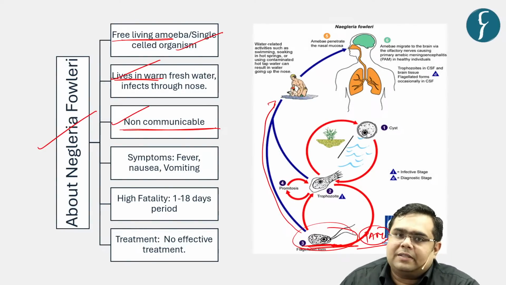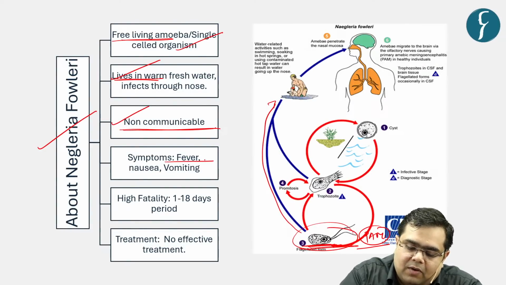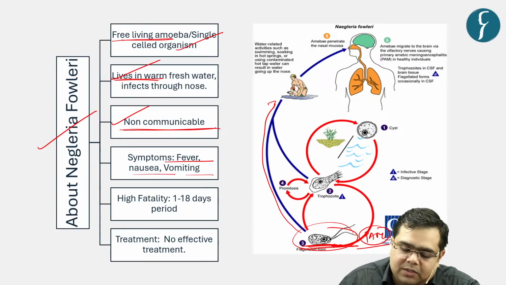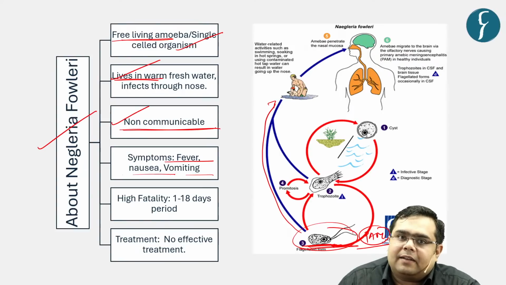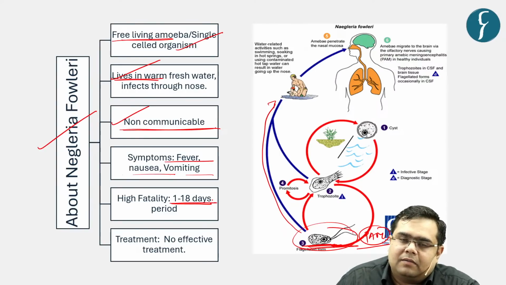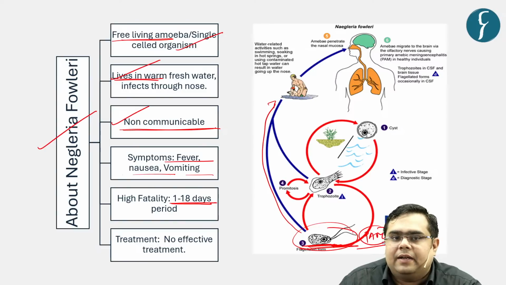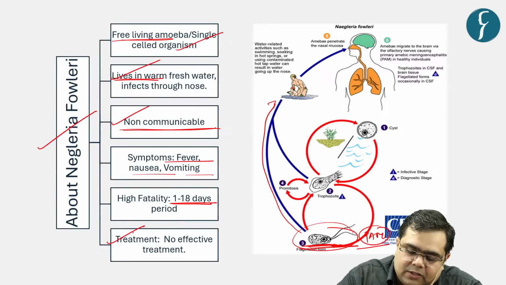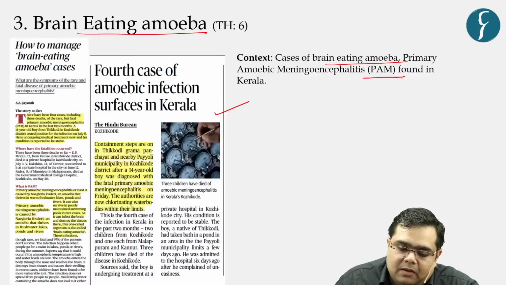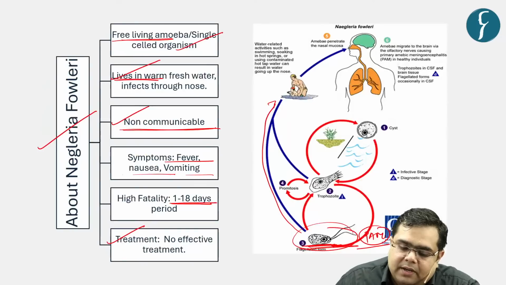Now, what are the basic symptoms? The basic symptoms involve fever, nausea, and vomiting by the person who is suffering. And there is a high fatality rate when it comes to this disease. This high fatality occurs between day 1 and day 18, and as of now there is no effective treatment available for this amoeba based infection, right?